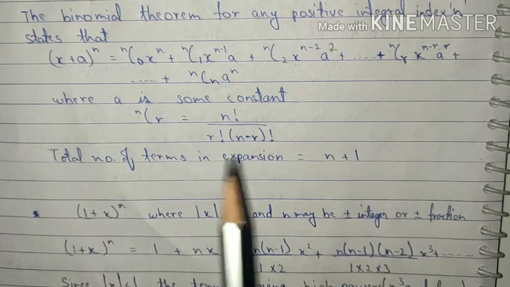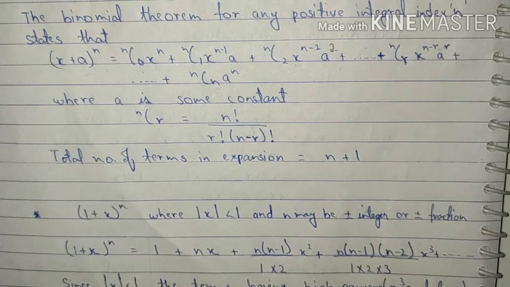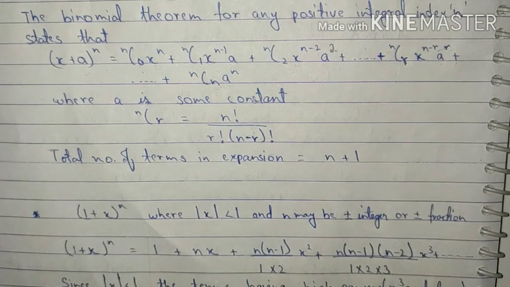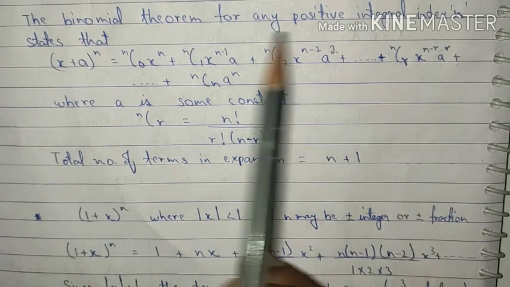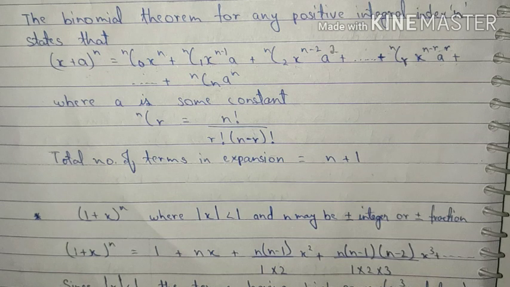The thing to be noted here is that in this equation a is some constant, and nCr can be represented as n factorial upon r factorial into (n minus r) factorial, which I have already told you. Please note one more thing, that the total number of terms in this expansion will be n plus 1. Likewise, we have observed earlier also, in the expansion of (a plus b) whole square we were getting 3 terms. In the expansion of (a plus b) whole cube we were getting 4 terms. And in the expansion of (a plus b) whole raised to the power 4 we were getting 5 terms.